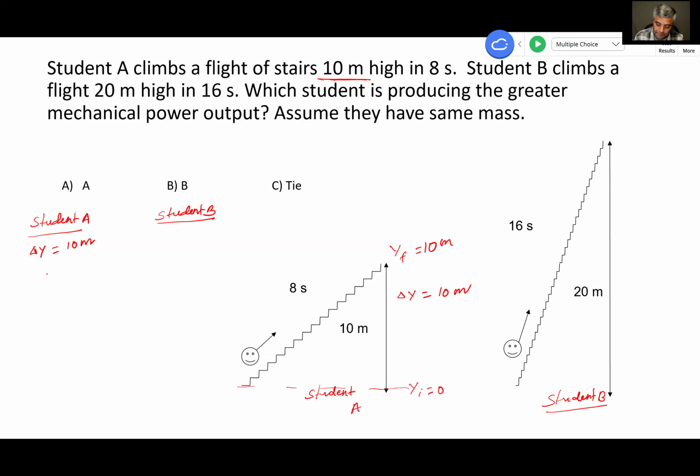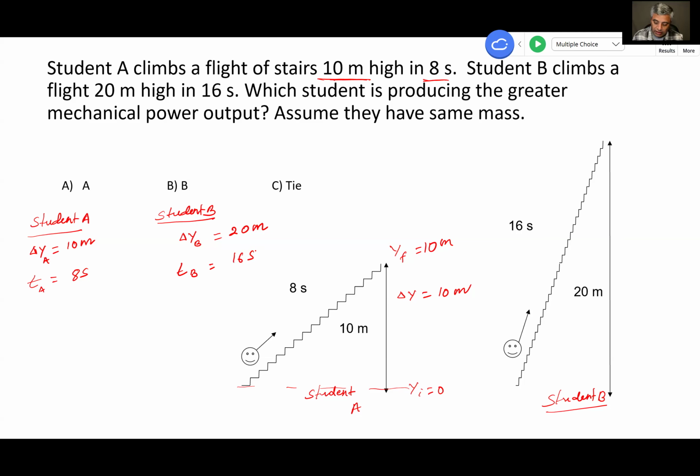And time for student A is 8 seconds, T is 8 seconds, and for student B, it's 20 meters. Maybe it's a good idea to put subscript A, B, and the time interval for B is 16 seconds.